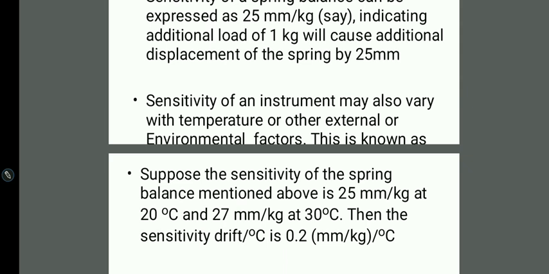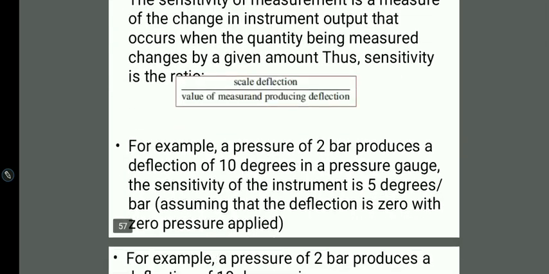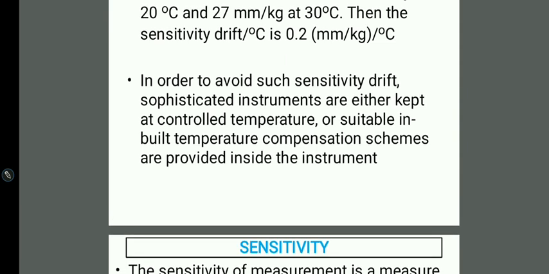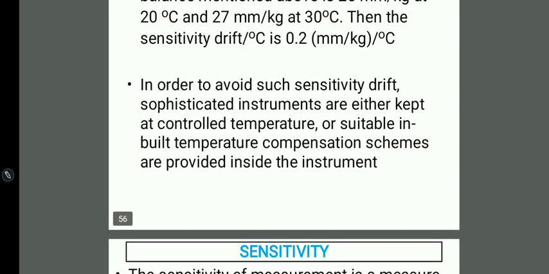Depending upon the measuring conditions, environmental conditions, and locations of measurement, sensitivity may drift. Such drift is not desirable, so for a proper measurement we have to avoid it. In order to avoid such sensitivity drift, sophisticated instruments are either kept at a controlled temperature or suitable inbuilt temperature compensation schemes are provided inside the instrument. That is why, when we are using some instruments, we have to go to the room or the space where the instrument is kept and take the reading there, because that particular space is maintained for that particular instrument.